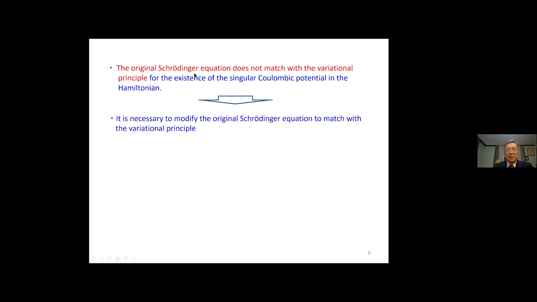So the original Schrödinger equation does not match with the variational principle because of the existence of the singular Coulomb potential in the Hamiltonian. So it is necessary to modify the original Schrödinger equation to match with the variational principle.